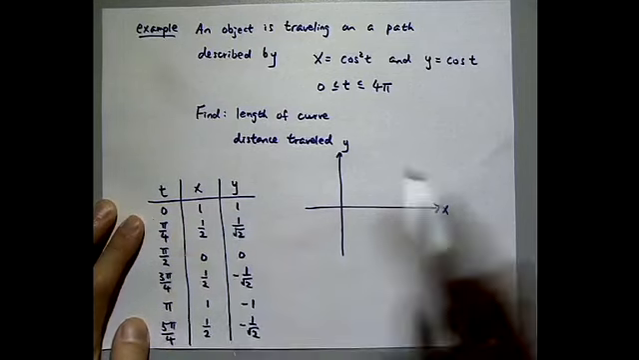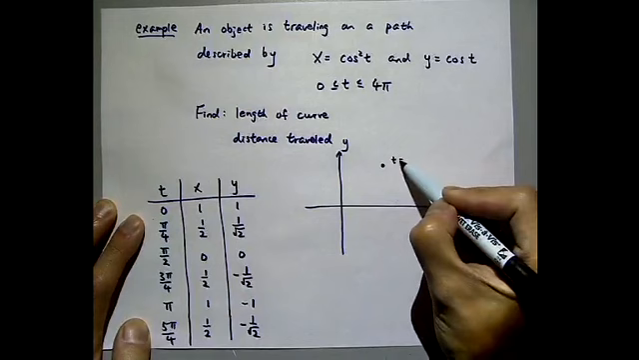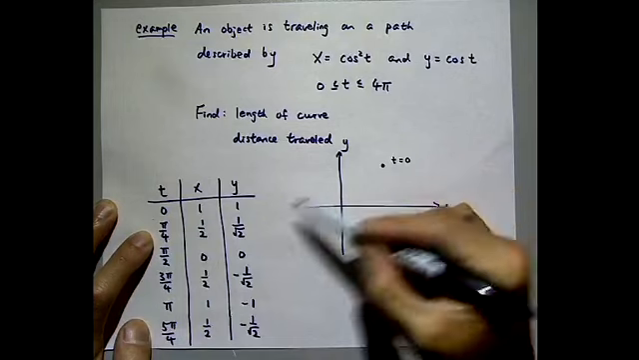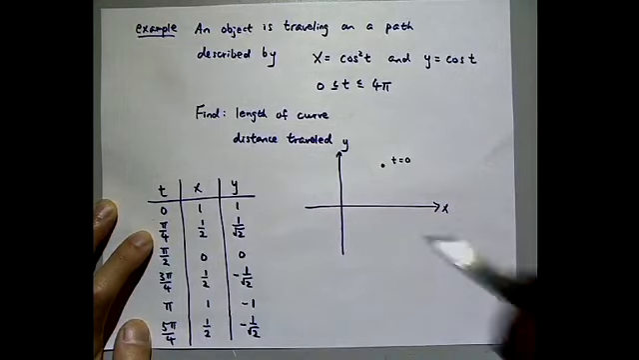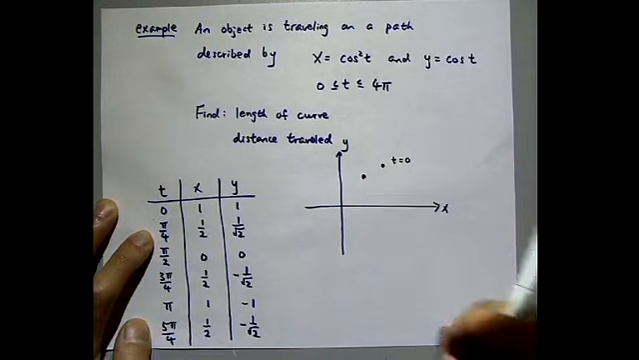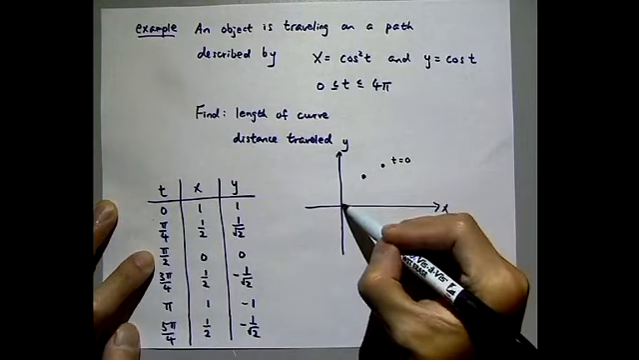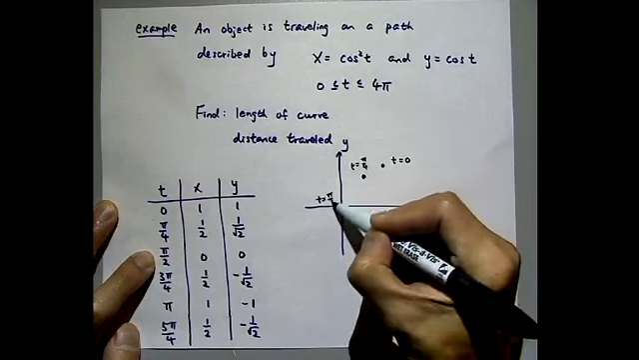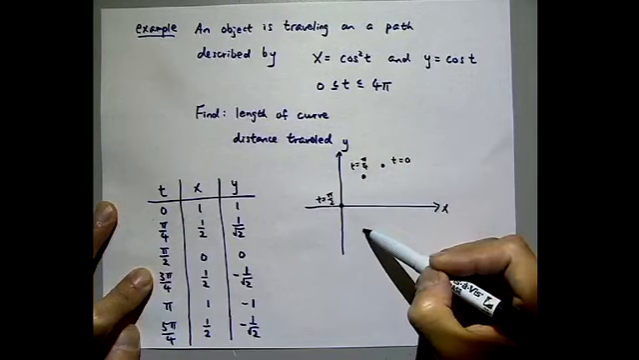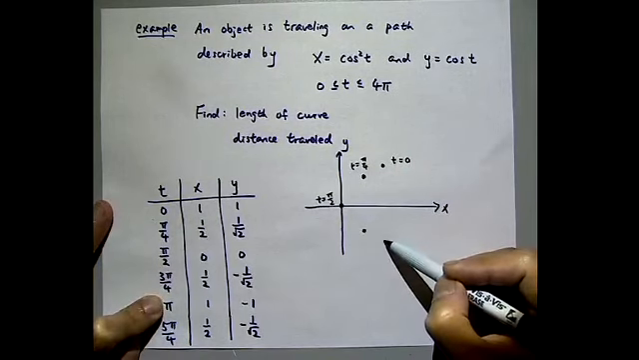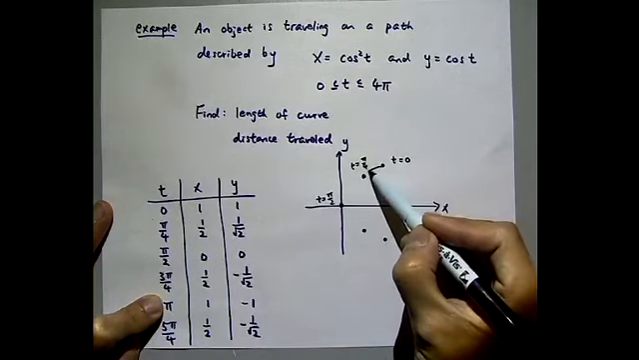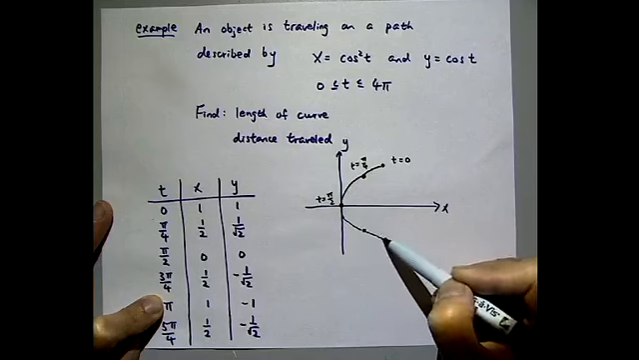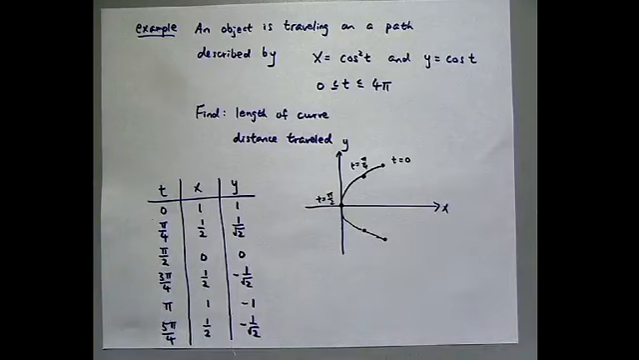When t is 0, we start at 1, 1 right here. When t is pi over 4, we go to 1/2 and 1 over root 2, that's a little bit over 0.7, somewhere over here. And then at pi over 2, we're at 0, 0. And then at 3 pi over 4, we're down here again. At pi, we're down here. So it's a parabola opening to the right.